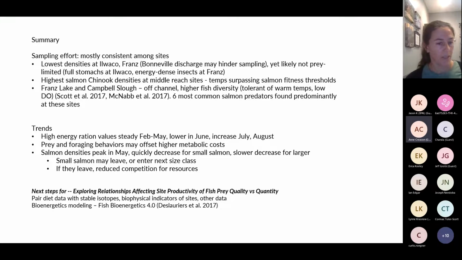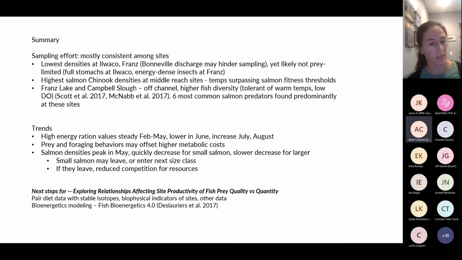So in summary, these diet trends show high energy ration values, and they're pretty steady from February to May. They decrease in June, and then they increase again in July and August. Prey and foraging behaviors may offset some of these higher metabolic costs. Salmon densities peak in May, and then they quickly decrease for small salmon, and they slowly decrease for larger, which makes me think that some small salmon are leaving the system or they're entering the next class size. And if they do leave, there's reduced competition for resources.